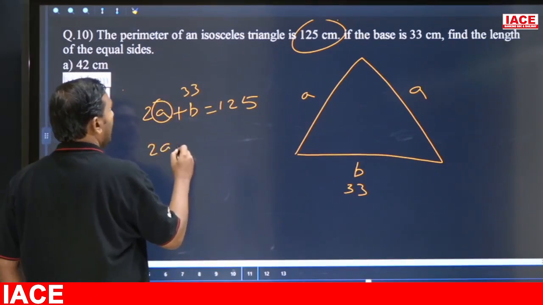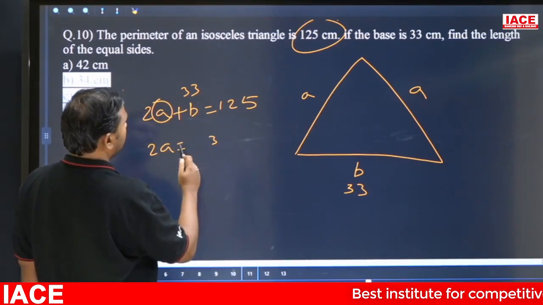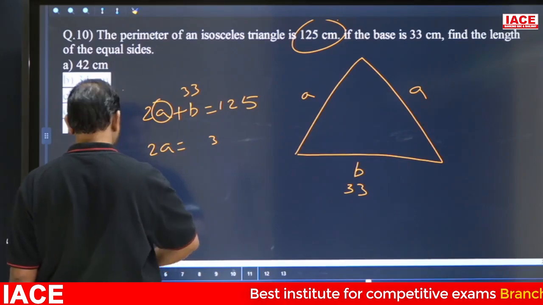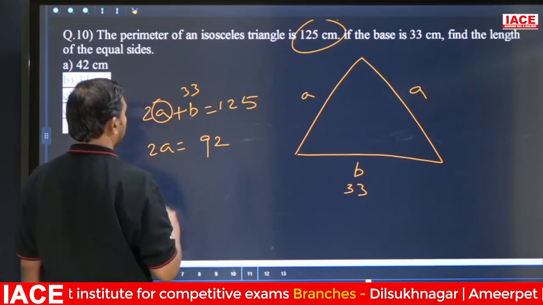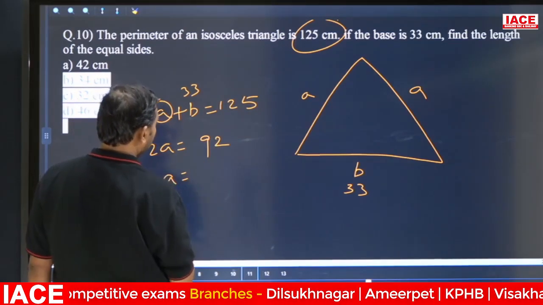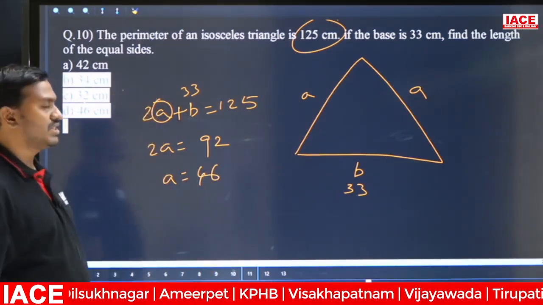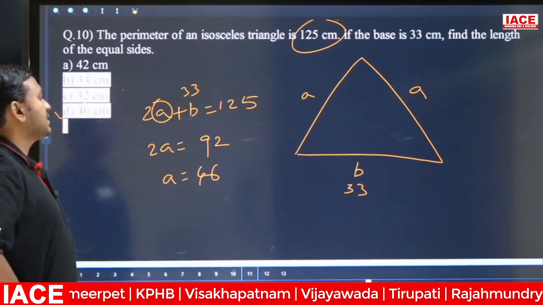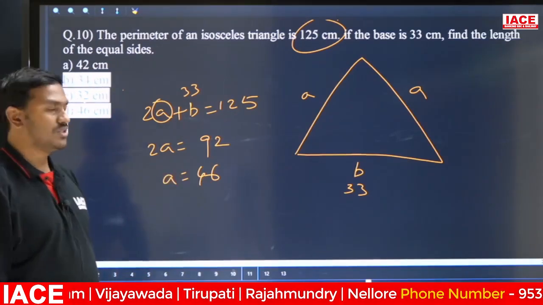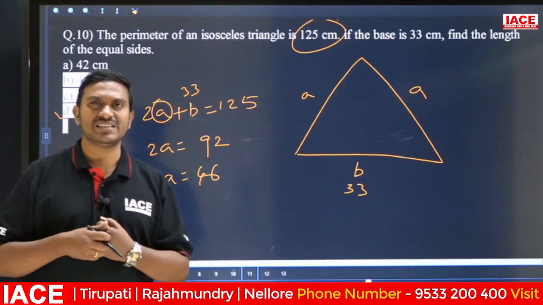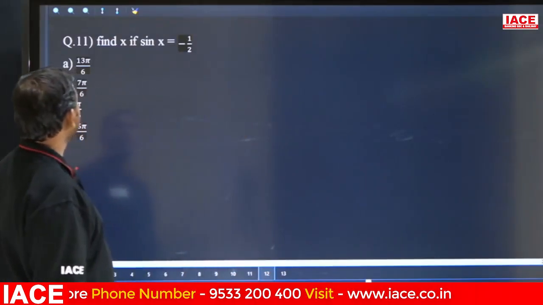So 2a equal to how much? 125 minus 33, that is 92. 92 means a equal to how much? 46. So option D is the right answer. 92 plus 33 is 125, and half of 92 is 46. So 46 is the right answer. Simple question, right? Then next one, question number 11.